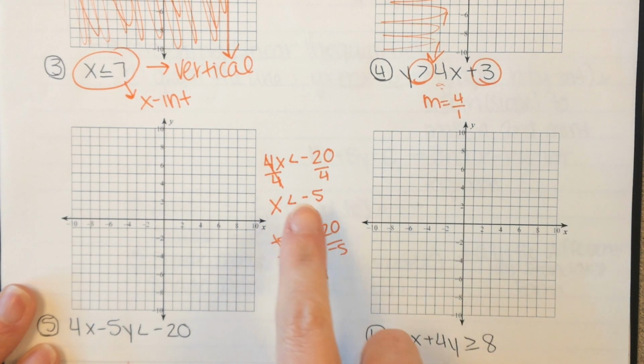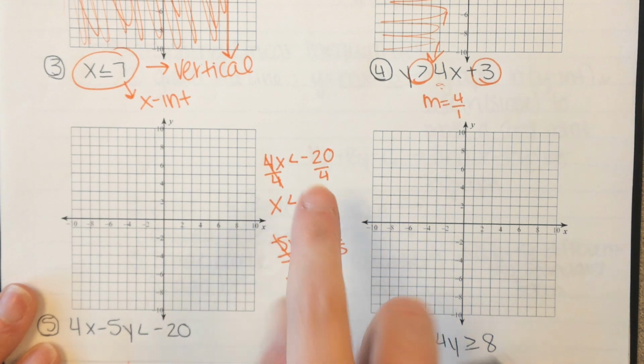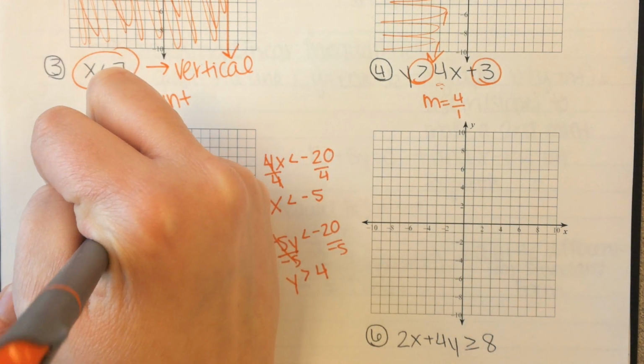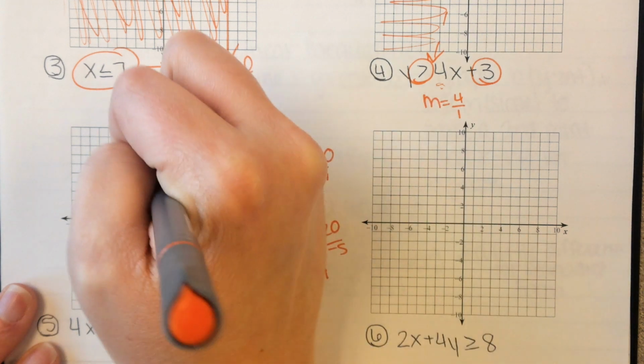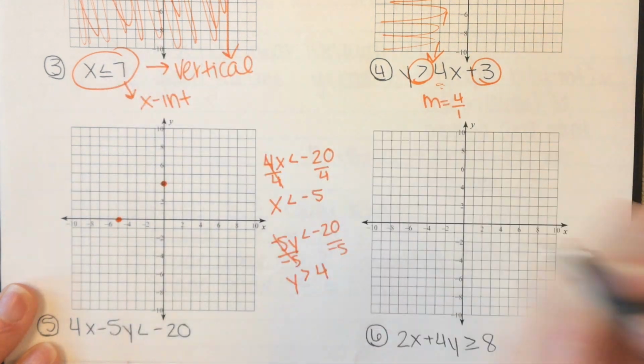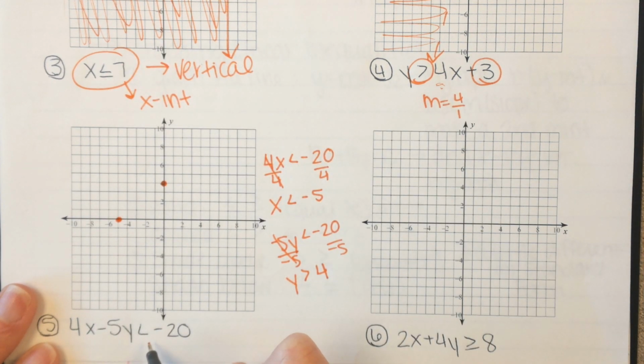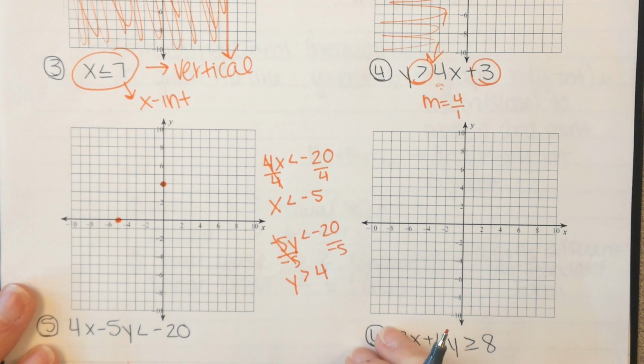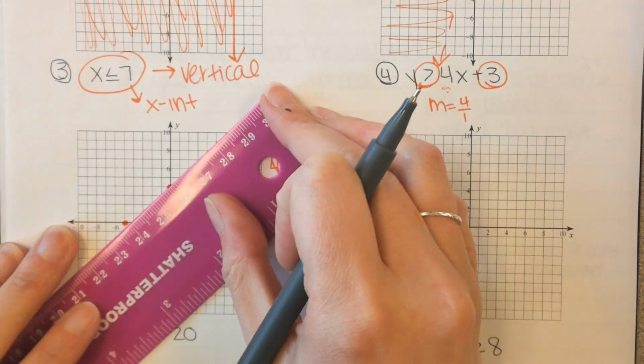Okay, so I'm going to go to negative 5 on the x. I'm going to go to positive 4 on the y. Do I need a dotted or solid line? Dotted or dashed. So I'm going to go ahead and do that.